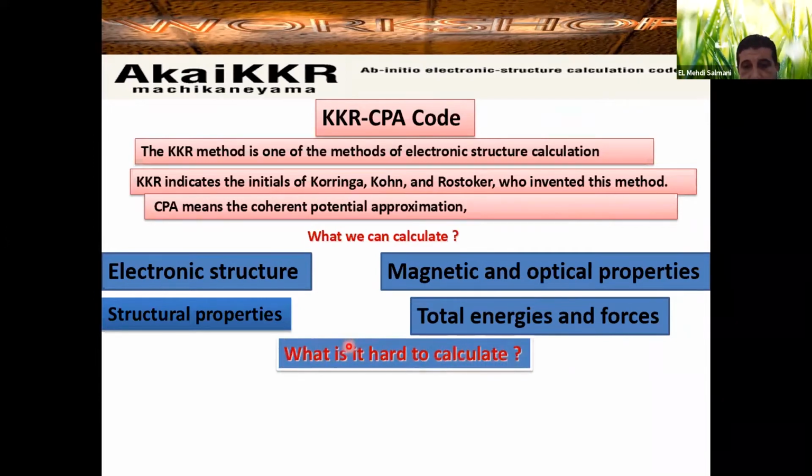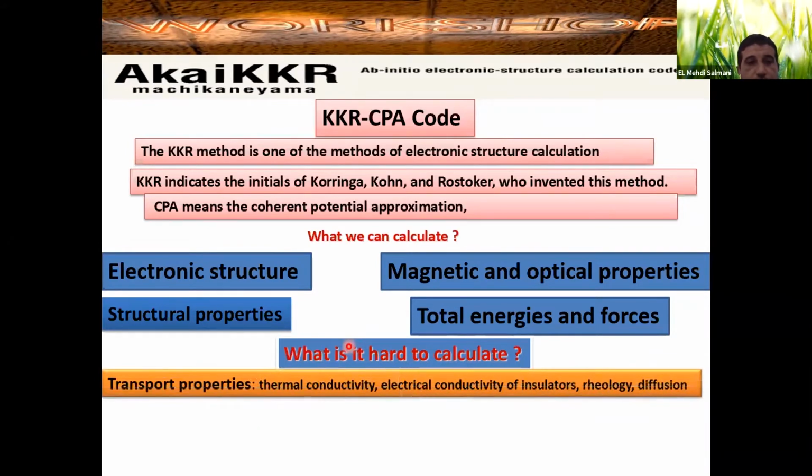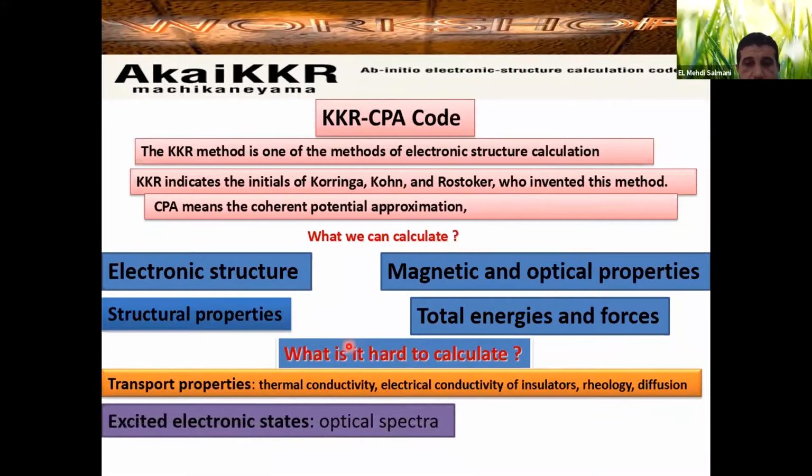What is hard to calculate with this code? It is hard to calculate, for example, the transport properties. For example, the thermal conductivity, electrical conductivity of insulators, rheology, and diffusion. Also, with this code, it is hard to calculate the excited electronic states, for example, in the case of optical spectra. Finally, it is hard to calculate the fluid properties.